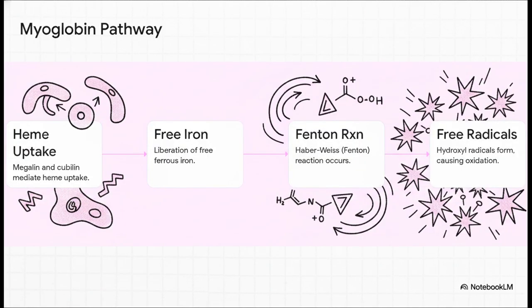It is the Haber-Weiss or Fenton reaction. Here is the step-by-step pathophysiology. First, the heme from myoglobin is taken up by our old friends, the megalin and cubilin receptors. Second, once inside the cell, it liberates free ferrous iron. Third, that free iron acts as an intermediate accelerator for the Fenton reaction. And fourth, this reaction violently generates hydroxyl free radicals. This leads to severe oxidative stress and lipid peroxidation that just shreds the cell membrane. The free iron literally becomes a cellular weapon.